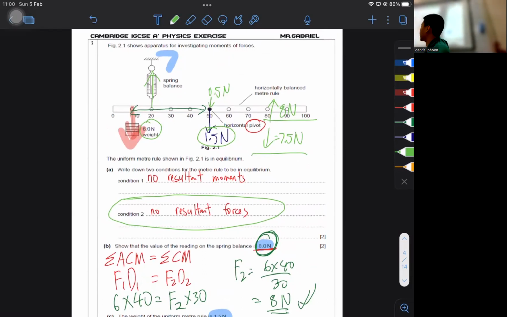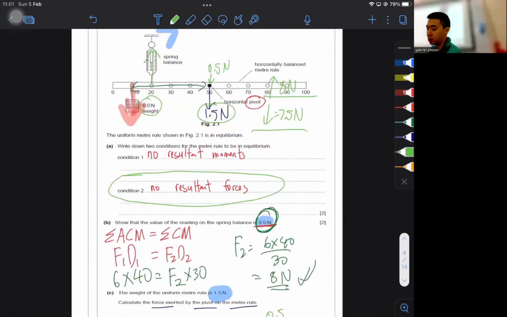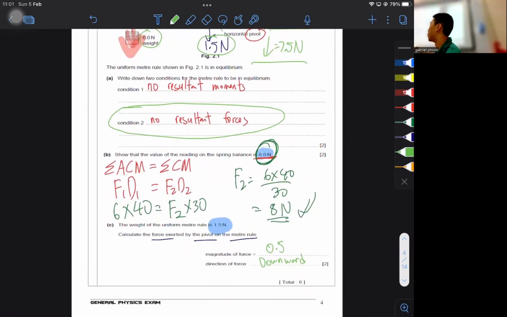Because in order for no resultant forces to occur, the total upward force should be equal to the downward force mark. It means to say there should be one more force acting in the downwards direction of 0.5 to balance off these two things, right? Which in this case here will be your 0.5 and your downwards now.